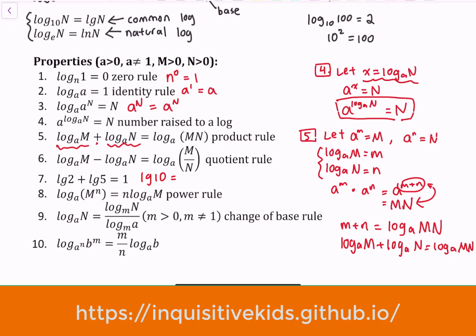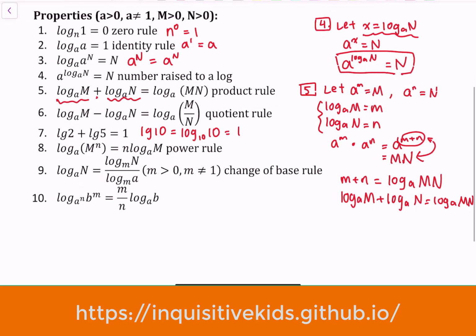Now, because it's common log, this is actually having a base of 10. And using our identity rule, we can know that the common log of 10 is equal to 1. So, the common log of 2 plus the common log of 5 is equal to 1. Now, what about the power rule? How can we prove that?